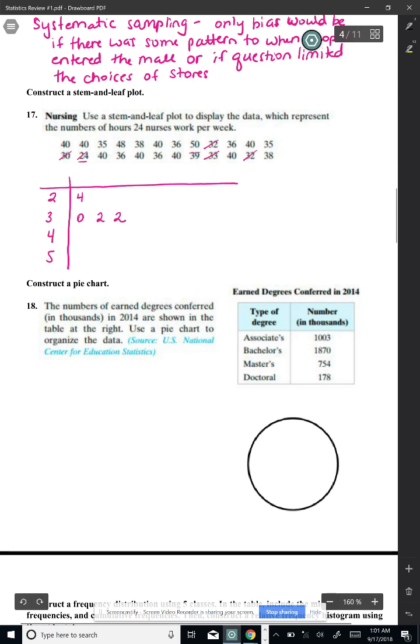Then we have a 33. It looks like we have 2 35s. You notice when you put these in here, you're just putting the leaf over here, which is the ones place of the 30s numbers. And then we have 1, 2, 3, 4 36s. 2 38s and a 39.